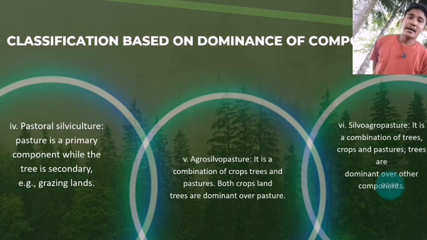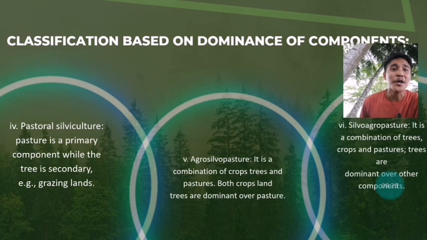So the fifth one, the silvi-agropasture, is a combination of trees, crops and pasture. Trees are dominant over other components. So it is a combination of the three components: the trees, crops and pasture. But in this area the trees are more dominant than the other components, the crops and the pasture. So there are classifications based on the dominance of the components.